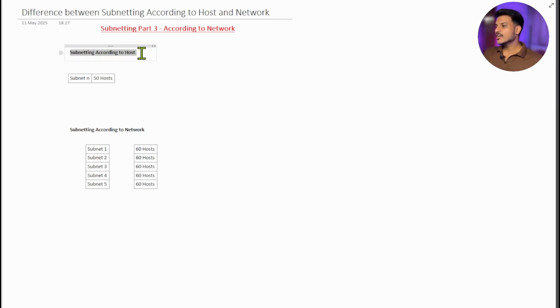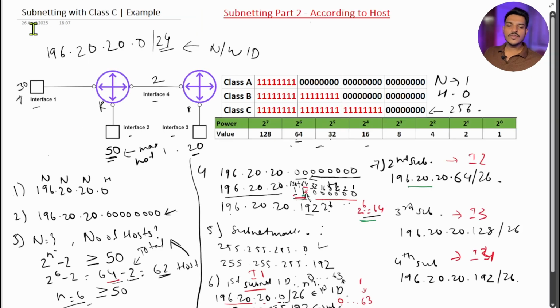In subnetting according to host, we do subnetting as per the host requirement. As you can see, there is a 50 host requirement, where the number of subnets can be any, like 1, 2, or whatever is possible. We have also seen this in part 2 of subnetting. On the screen, you can see there are different interfaces and routers, and on each interface there are different host requirements like 30, 50, 22. So basically here we are doing subnetting according to the host.